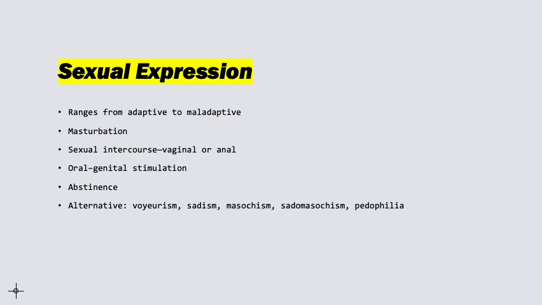Adaptive responses meet the following criteria. It needs to be between two consenting adults, mutually satisfying to both, not psychologically or physically harmful to either. It lacks force or coercion. It's conducted in private. Maladaptive sexual responses are behaviors that do not meet one or more of the criteria for adaptive responses.